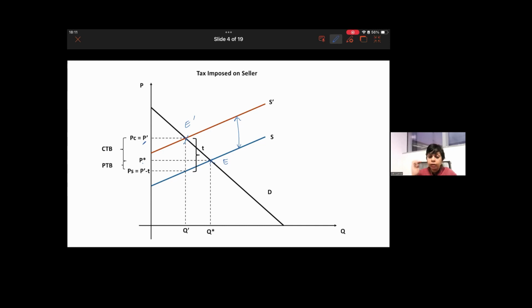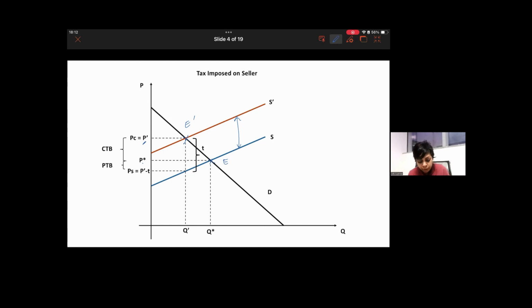But for the seller, out of that P prime, he has to pay T also. He is paying a tax T also. So for him, the price we can say is P prime minus T, which is less than P star. For a seller, the higher the price, the better, right? That's what the supply curve indicates. The supply curve is upward sloping because as the price of some good increases, the sellers are only going to be happier. Yeah, we'll sell even more if the price increases.